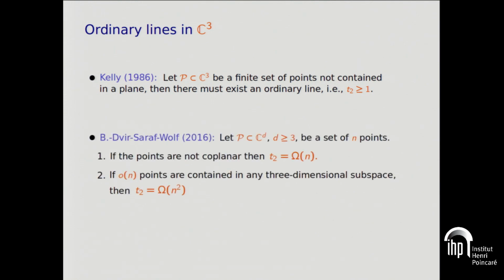Right. More recently, Dvir, Saraf, Wolf, and myself were able to prove a lower bound on the number of ordinary lines. We showed the following two things. If I have a set of points in d-dimensional complex space, and the points don't all lie on a plane, then you must have a linear number of ordinary lines. And if you go up even more in dimensions, so if you have a point set that's not clustered in a 3-dimensional space, then pretty much all the lines should be ordinary. That's the best you should be able to say in higher dimensions.